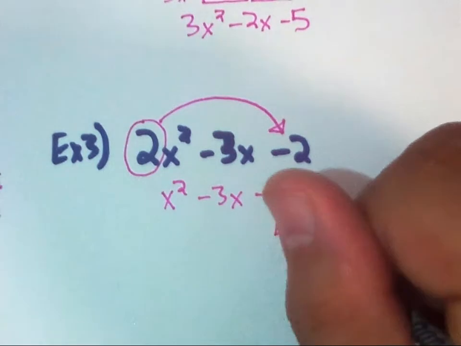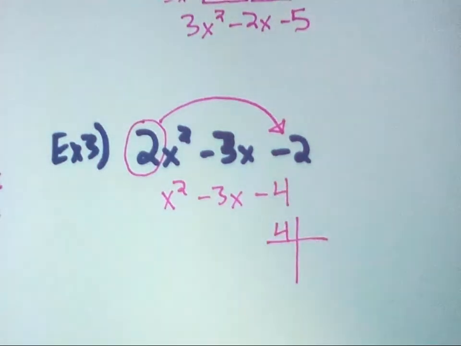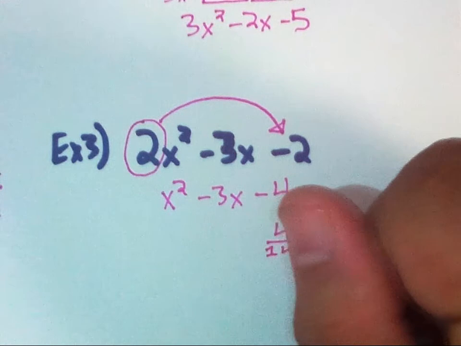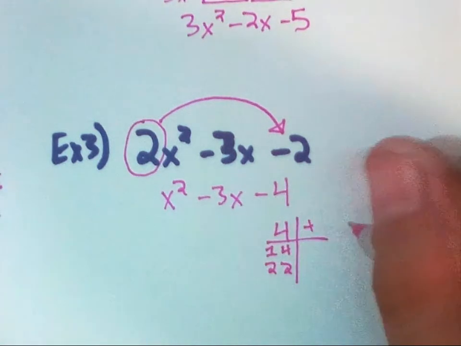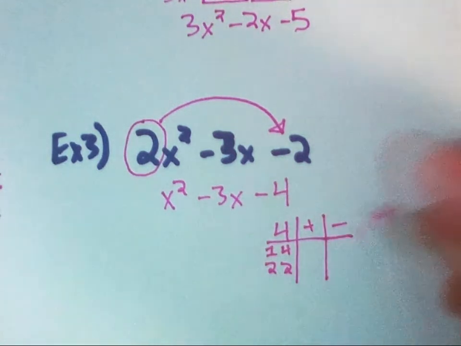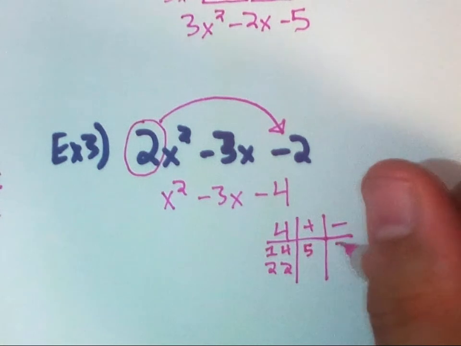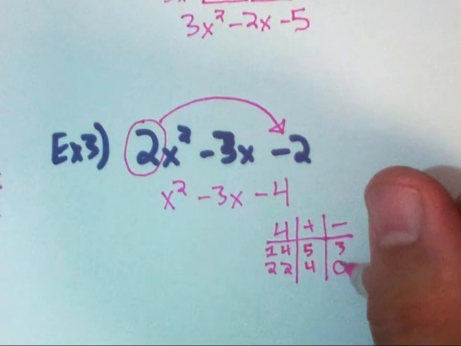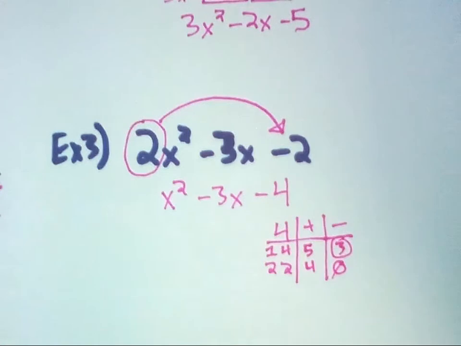All right, I need the factors of 4. That shouldn't take me too long. 1 and 4 and 2 and 2. We're going to add and subtract. Okay, that becomes a 5, that becomes a 3, that becomes a 4, and that becomes a 0. I'm looking for 3, so I found it.